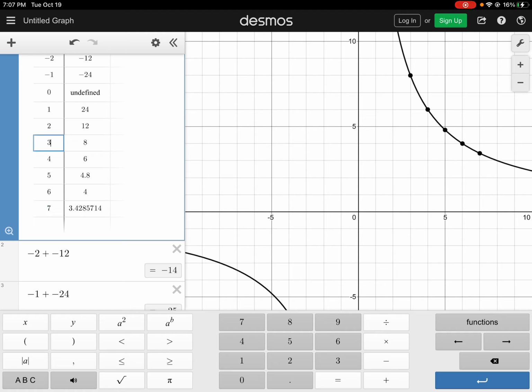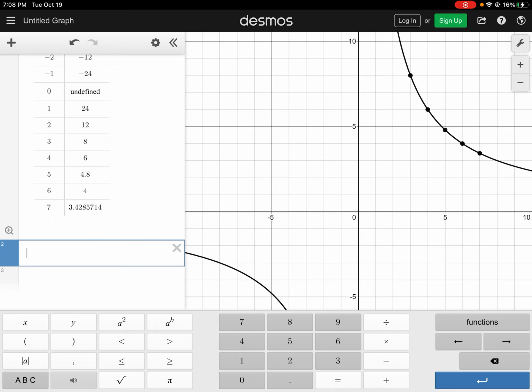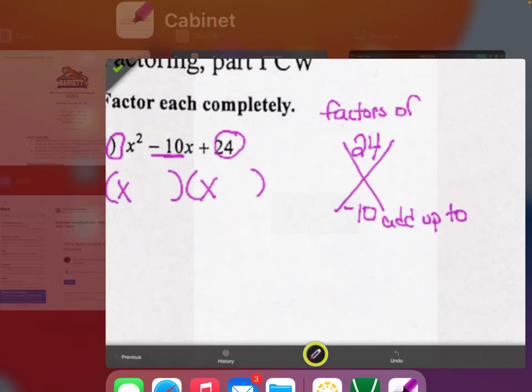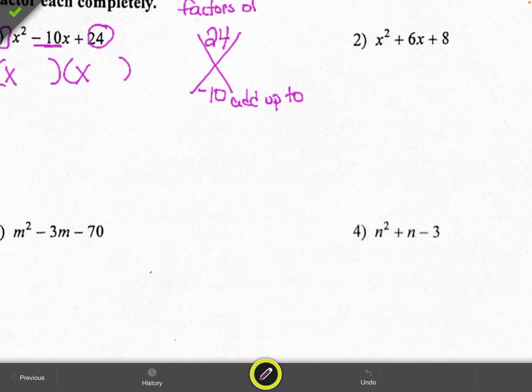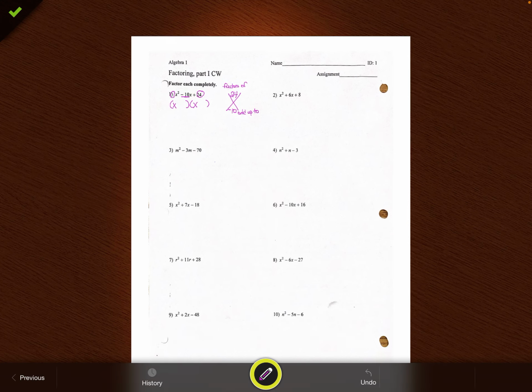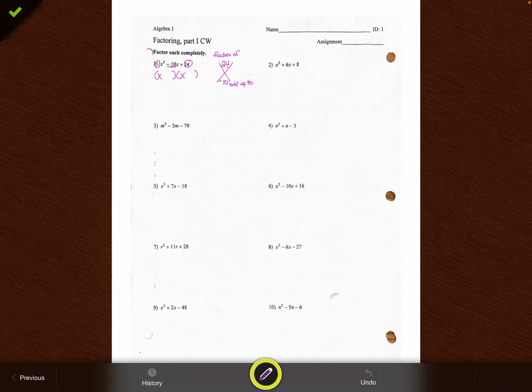So let's look at 3 and 8. Okay, 3 plus 8, that would give me 11. But I need -10. Then I come to 4 and 6. Okay, and 4 plus 6 gives me 10. The problem is I don't want positive 10. If you go back and look at your X puzzle, you want -10. We're so close. We're just a sign away.